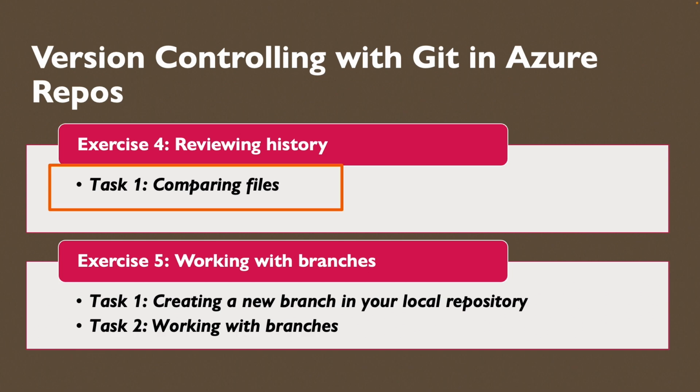Git uses the parent reference information stored in each commit to manage a full history of your development. You can easily review this commit history to find out when file changes were made and determine differences between versions of your code using the terminal or from one of the many Visual Studio Code extensions available. You can also review changes using the Azure DevOps portal. So let's go and do task one, which is comparing files.